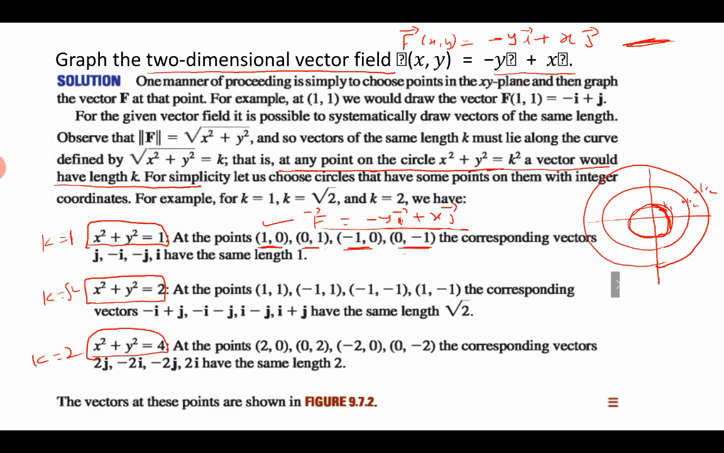So when you substitute the first point (1, 0), x is 1, y is 0, so it is the j vector. The j vector is your outcome. When you substitute the second point (0, 1), x is 0, y is 1, negative i is your second vector. When you substitute the third point (negative 1, 0), x is negative 1, y is 0, so negative j is our third vector. Fourth point (0, negative 1), x is 0, so only the y term, negative of negative 1, it will be positive i as the fourth vector.